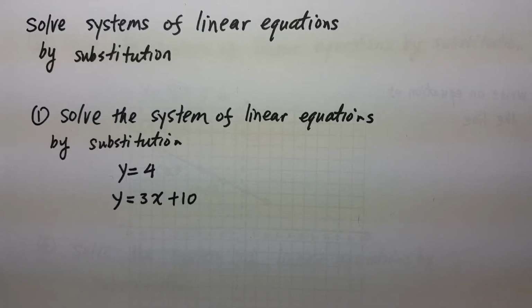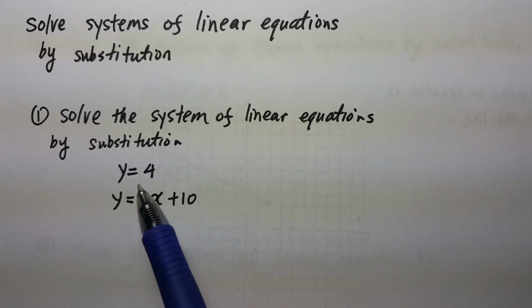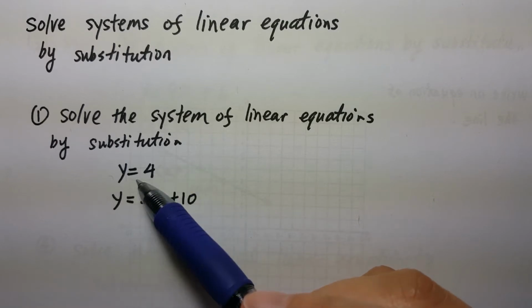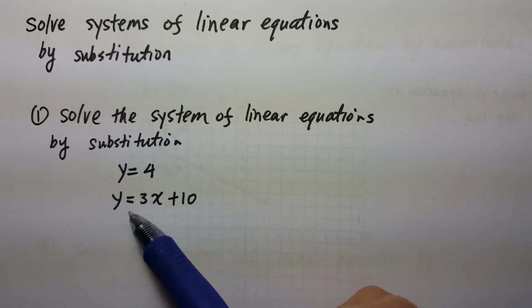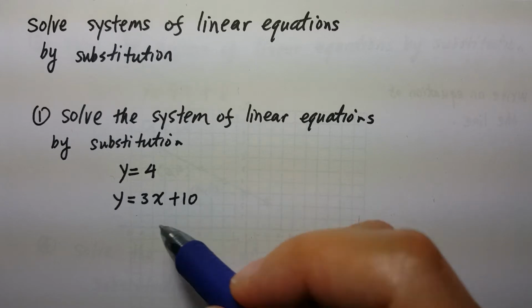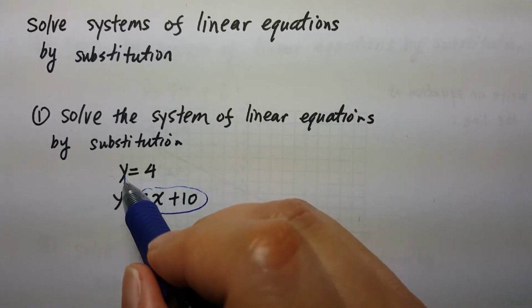So let's take a look at question number 1. Solve the system of linear equations by substitution: y equals 4, y equals 3x plus 10. So we have two equations. The first one is a horizontal line, y equals 4, and the second one is y equals 3x plus 10. We see that the y is by itself, so now we can substitute the 3x plus 10 into the first y.